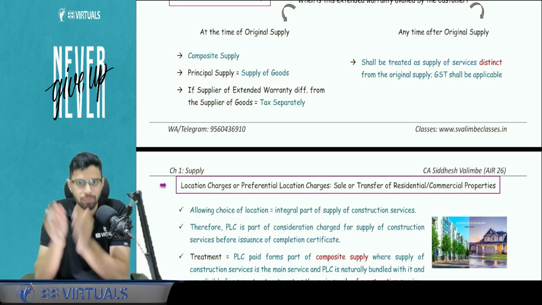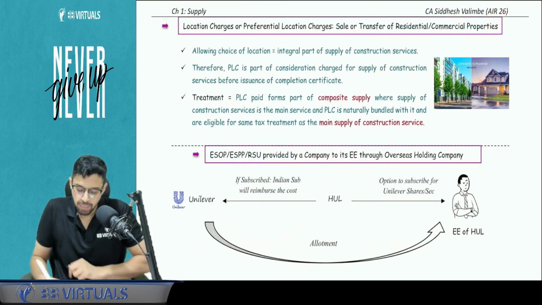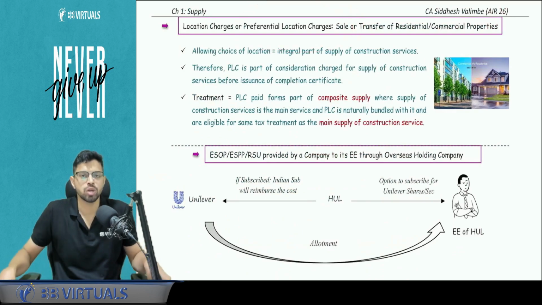For a bundle, it needs to happen together. Next, preferential location charges. Now, what is preferential location charges?